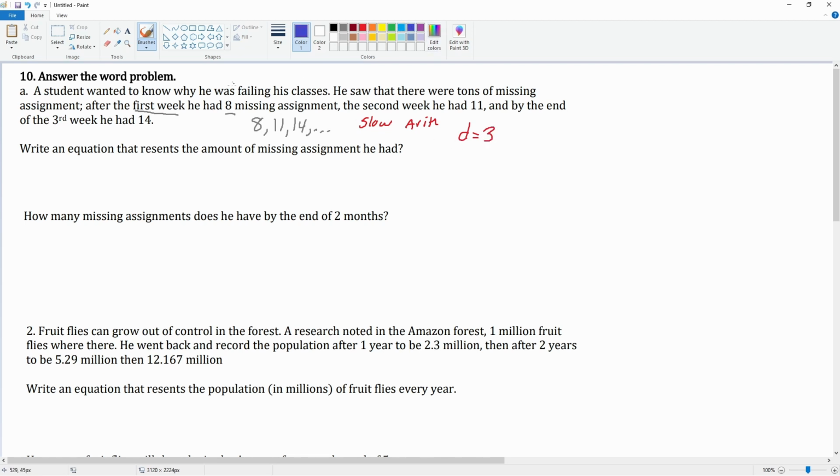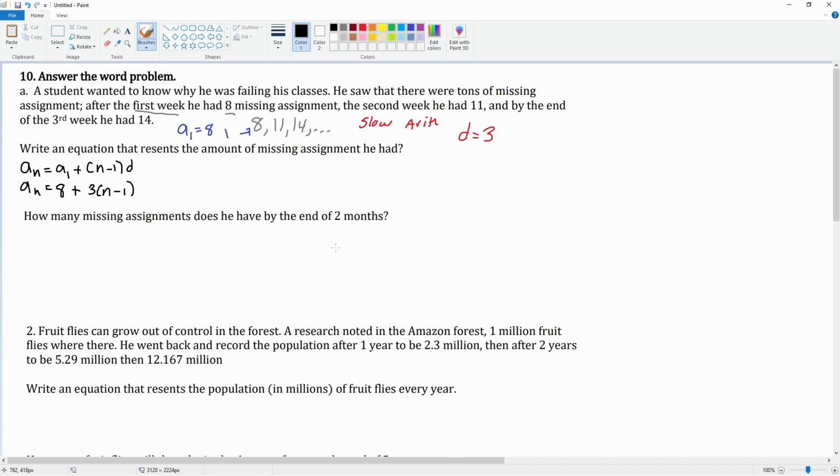And we know here, this is the first term. So A1 is equal to 8. Once we know these two, we can now write the explicit formula. An is equal to A1 plus n minus 1 times the common difference. An is equal to our A1 term, which is 8, plus 3 parentheses n minus 1. That would be the explicit formula for this.